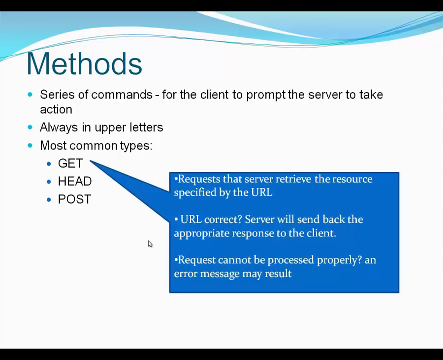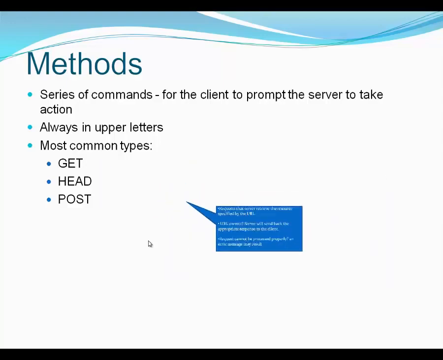GET requests that the server return the resource specified by the URL. If the URL is correct, the server will send back the appropriate response to the client. If the request cannot be processed properly, an error message may result, for example 403 or 404. We'll talk about it in detail when we talk about status codes.